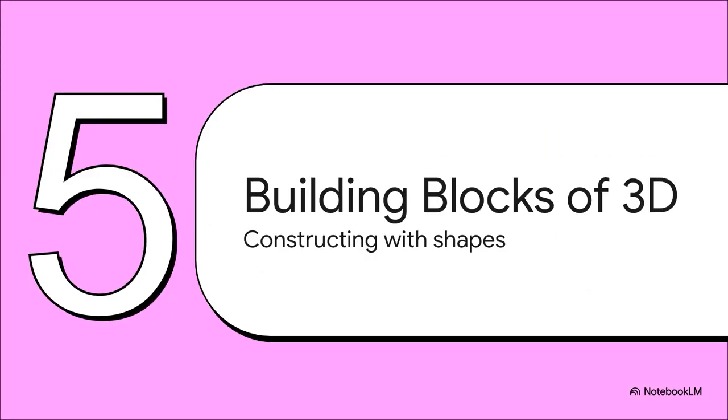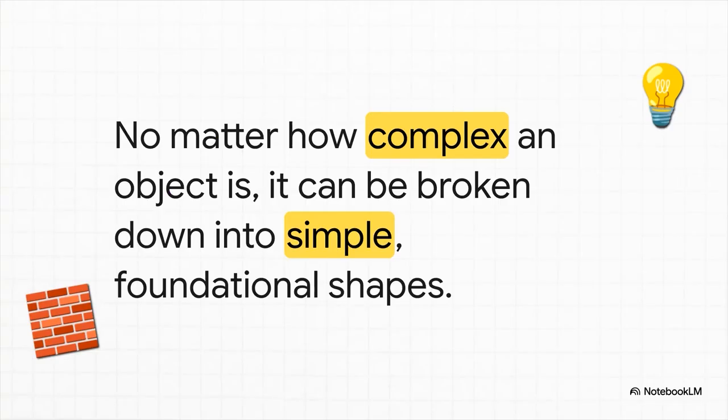Okay, so we've got our two main drawing tools down. But this last section is about something a little more fundamental. It's about a different way of seeing. You see, the secret to drawing any complex object is to stop seeing it as complex and start seeing it as just a pile of simple shapes. This is such a powerful way to think.